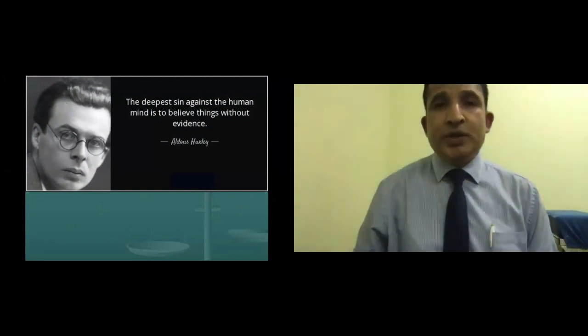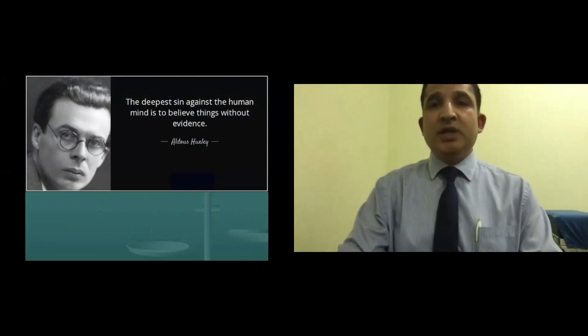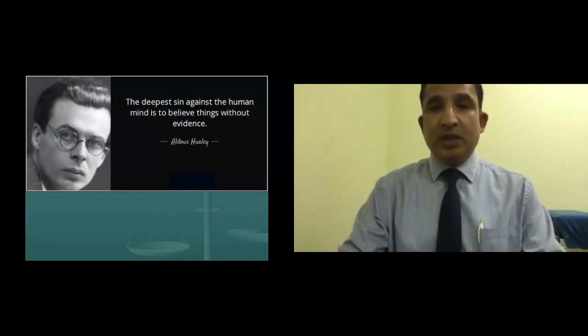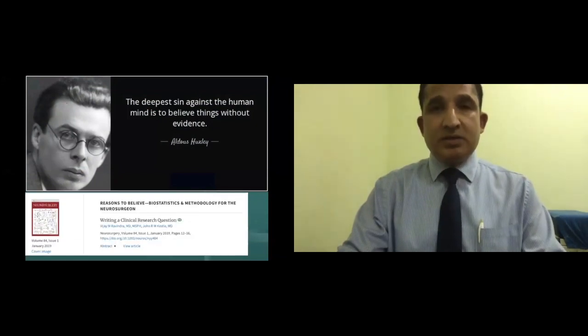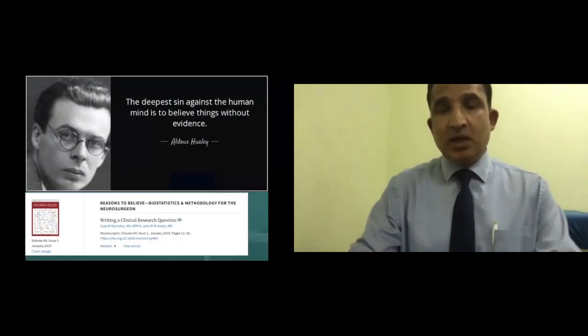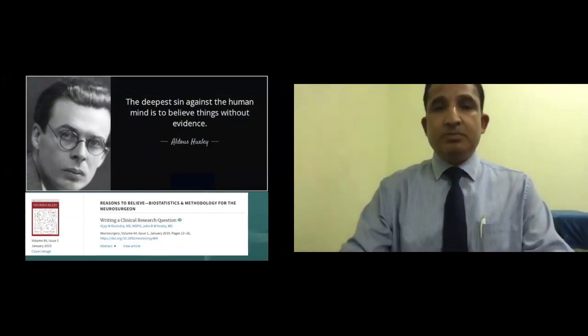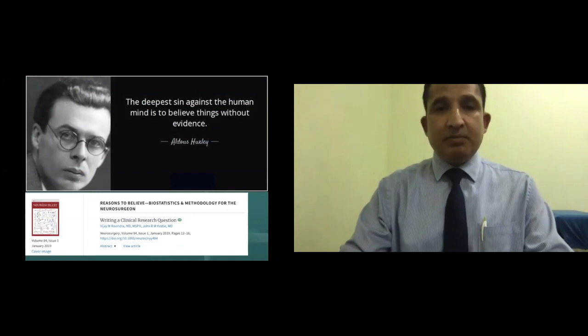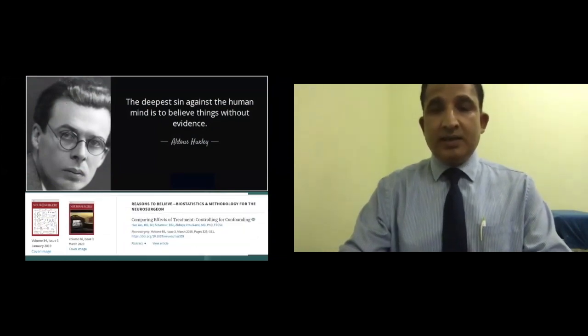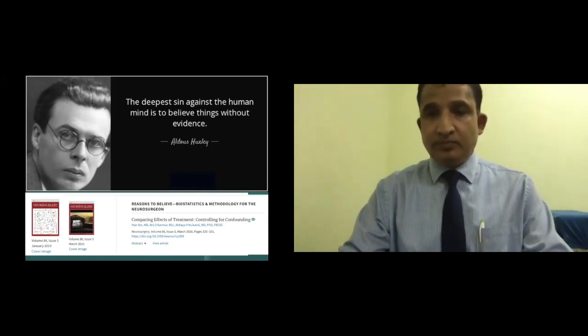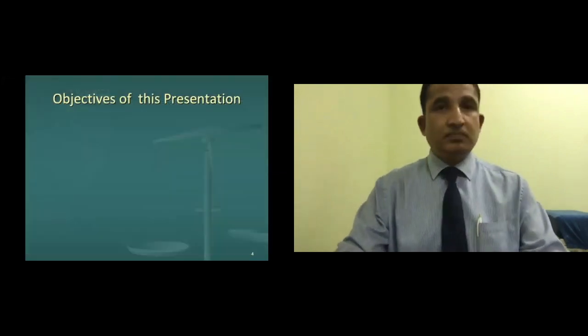I start with this quotation: the deepest sin against the human mind is to believe things without evidence. And the best way to get this evidence is by doing proper statistical tests of the data you have. In line with this, many mainstream neurosurgery journals have also started publishing papers related to biostatistics, as exemplified by this publication in the journal. They have started publishing one or two articles every two or three months.